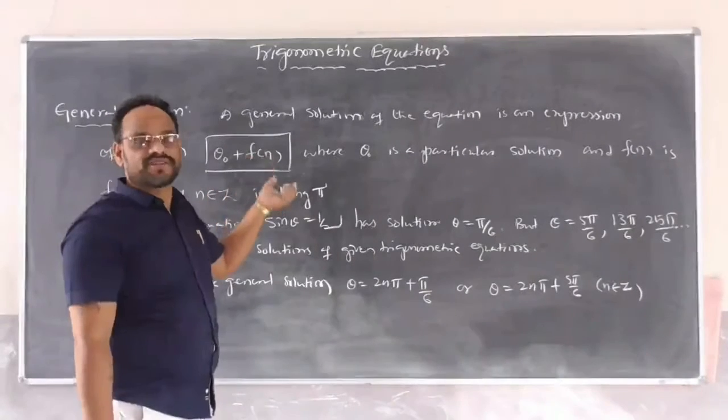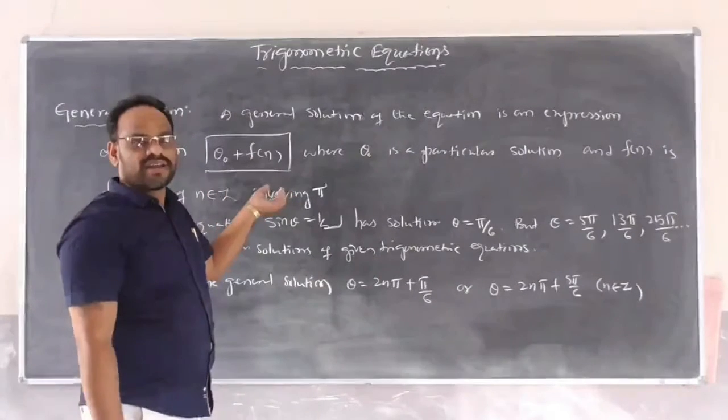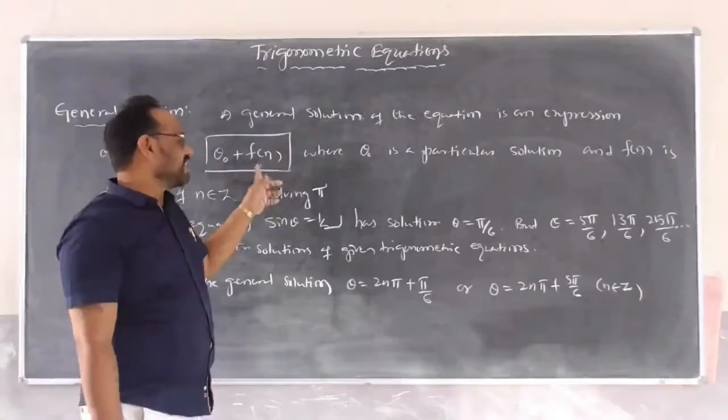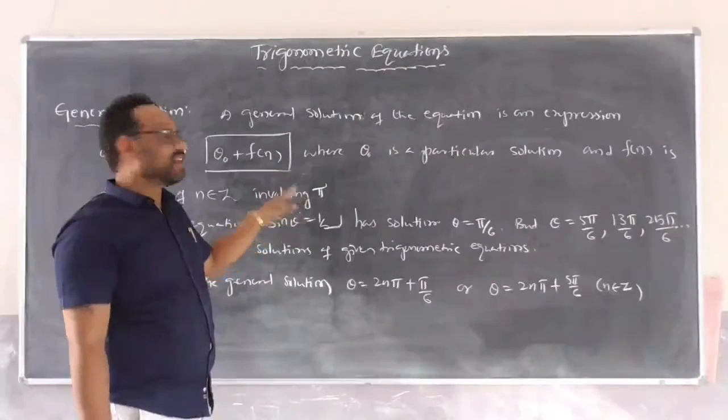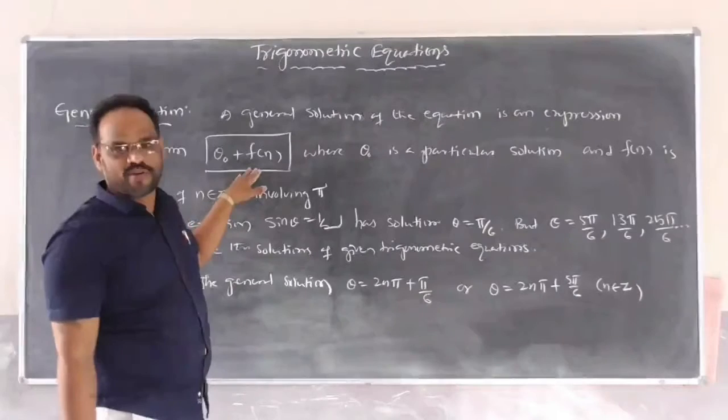F of n is a function, where n belongs to Z and involves pi, is called the general solution of the given trigonometric equation.